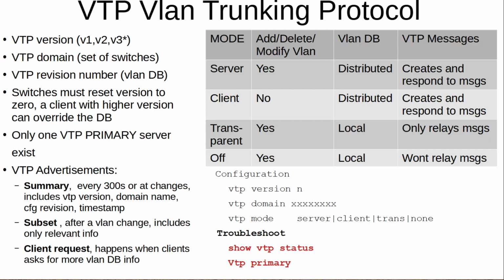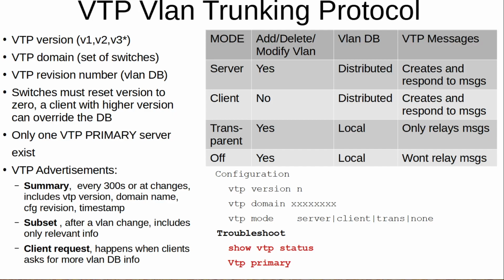You can have three types of VTP advertisements. Summary advertisements get sent every 300 seconds or when a change happens. These include the VTP version, domain name, configuration revision, and timestamp. Subset advertisements happen after a VLAN change, and they include only relevant info about the change. Client request advertisements happen when a client wants to ask for more information regarding the VLAN database.